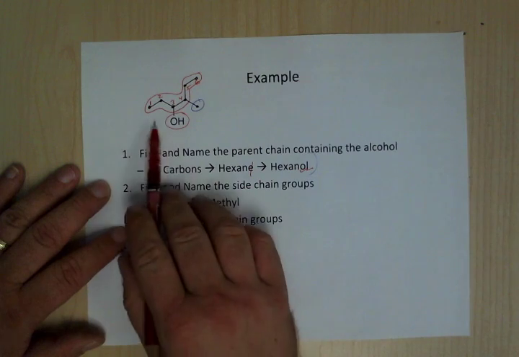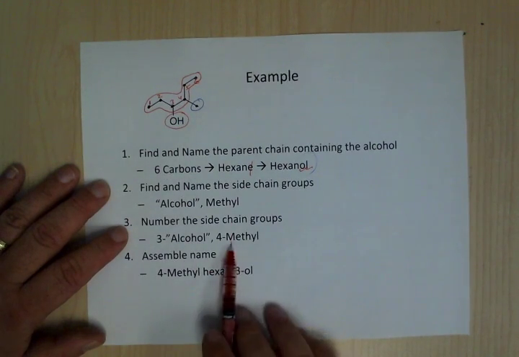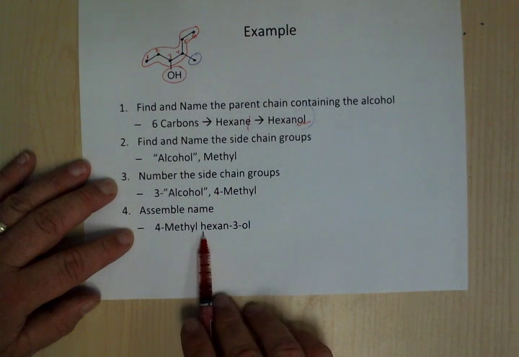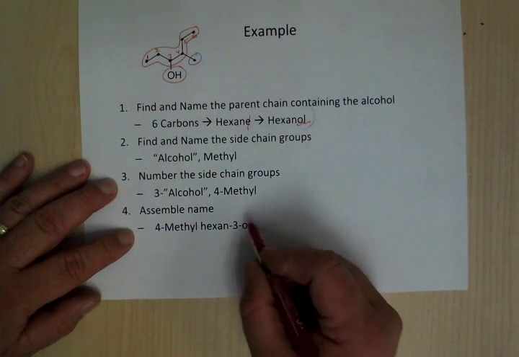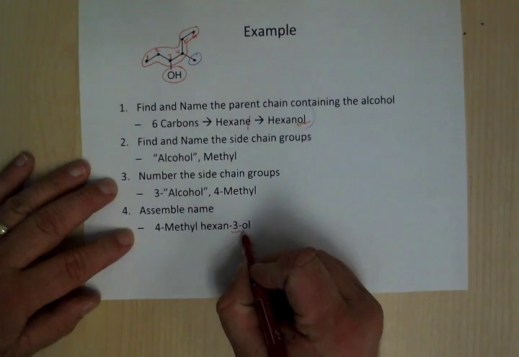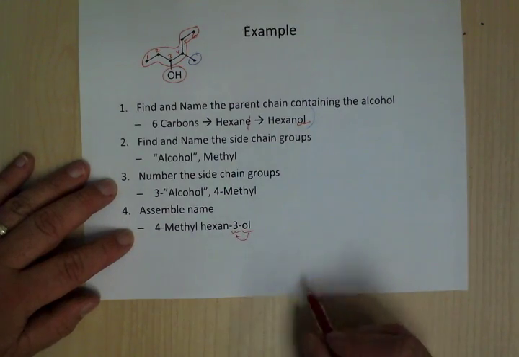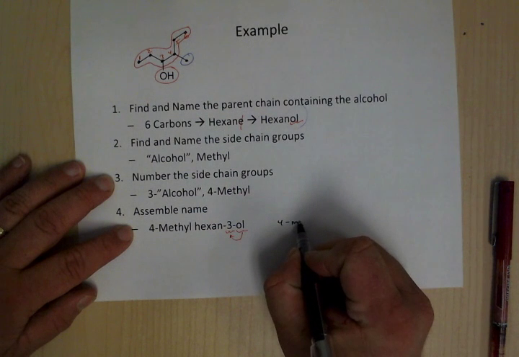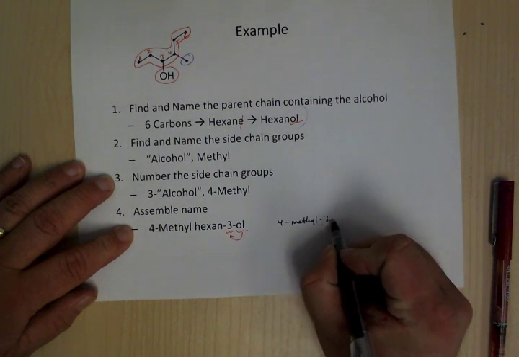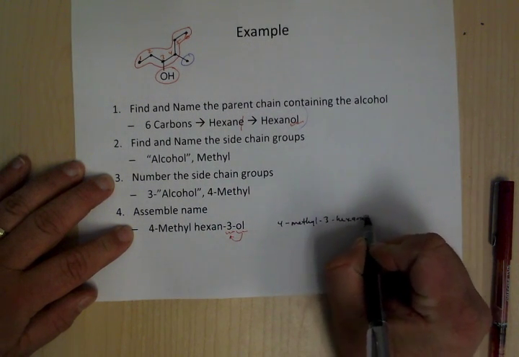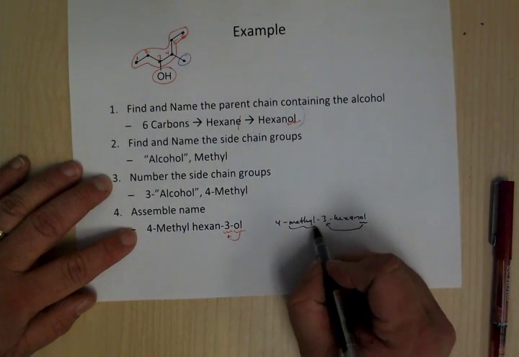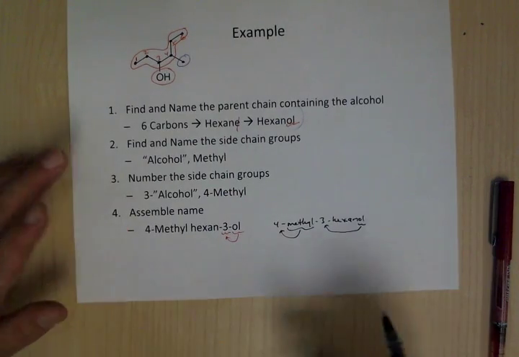So the alcohol is hanging off of carbon 3. The methyl group is coming off of carbon 4. So when you assemble a name, it's going to be 4-methylhexan-3-ol. What it's saying is the alcohol is hanging out at carbon 3. Now the older way that you could do this is say 4-methyl-3-hexanol. Again, it's saying that the alcohol is hanging out at carbon 3, just like the methyl's hanging out at carbon 4. You could do it either way.